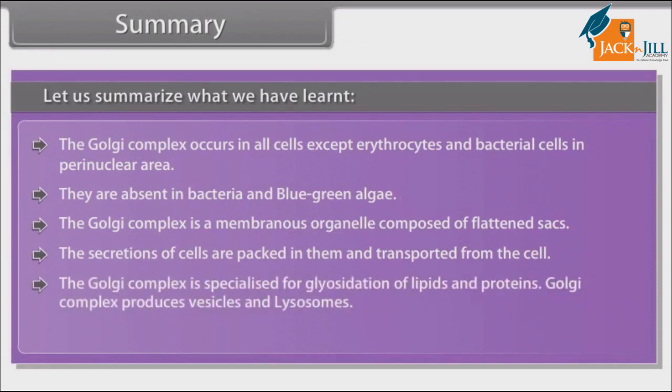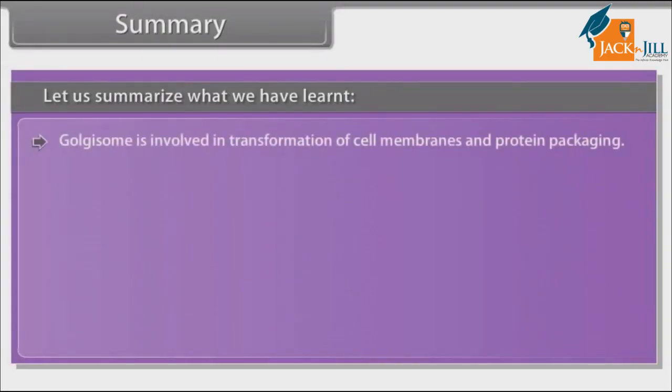The Golgi complex is specialized for glycosylation of lipids and proteins. The Golgi complex produces vesicles and lysosomes. ETC is a component of the Golgi complex. The Golgi complex is involved in transformation of cell membranes and protein packaging. The Golgi complex is the export house of the cell.